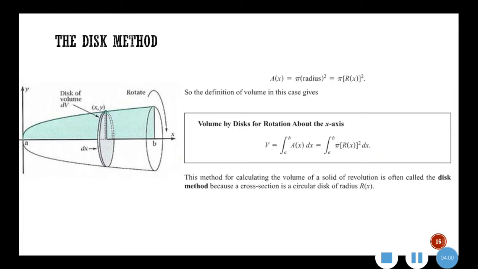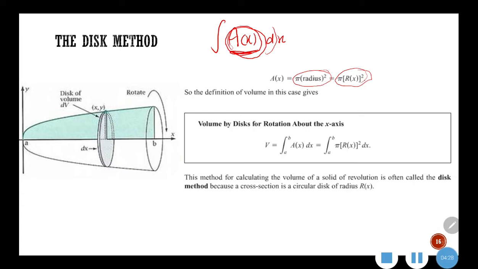This is what we call the disk method. As I said just now, the formula for the volume, we usually integrate the area A(x), with respect to the x line, A(x) dx. So for A(x), first of all you need to know the area. This is the formula of the area, pi r square, as I introduced earlier.